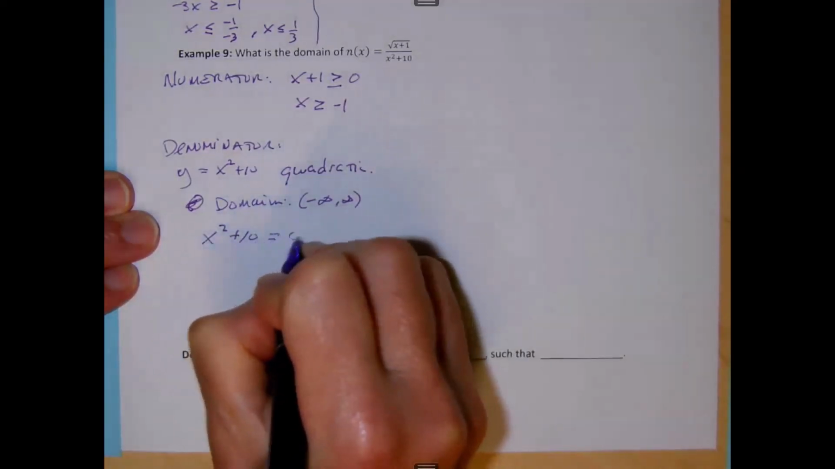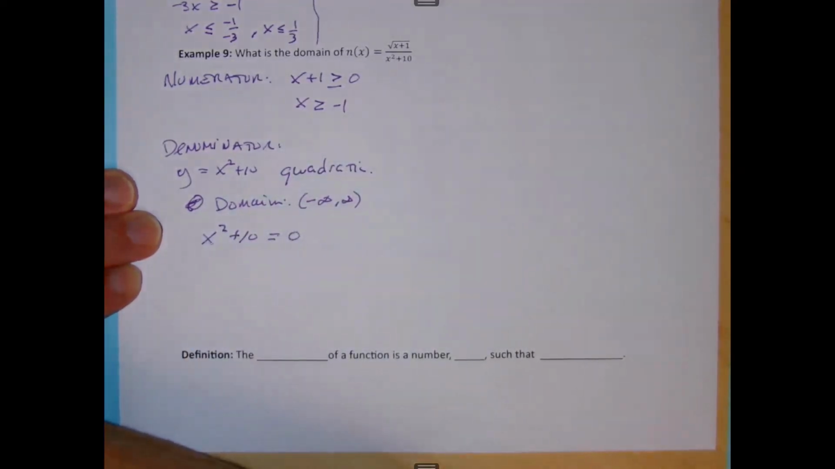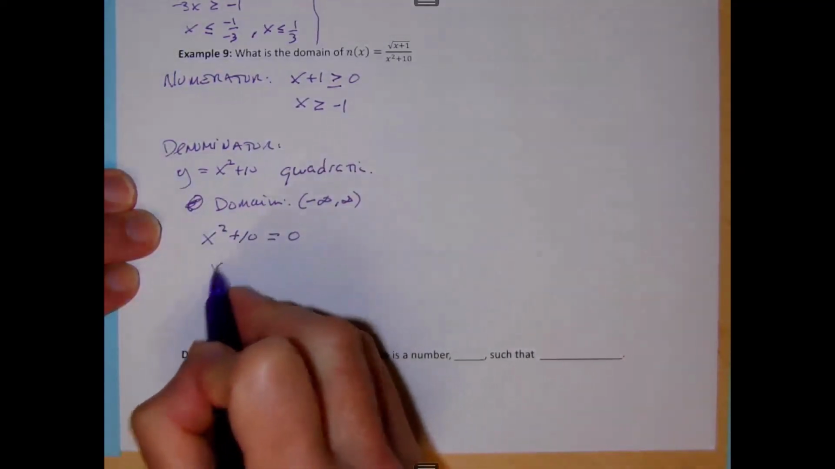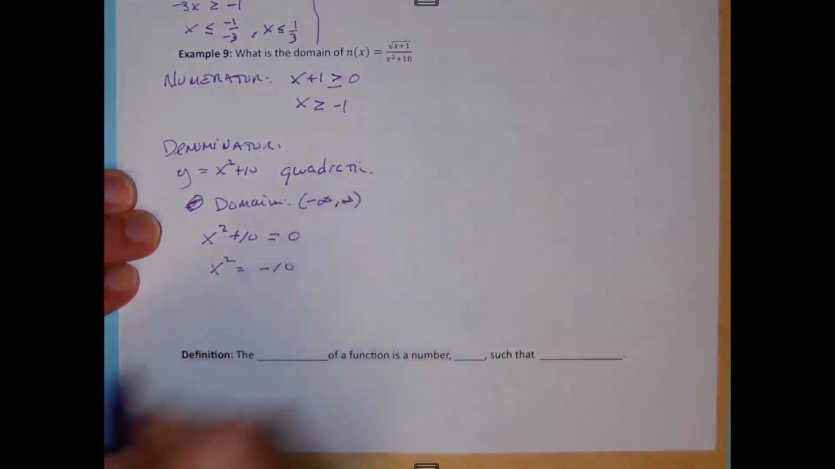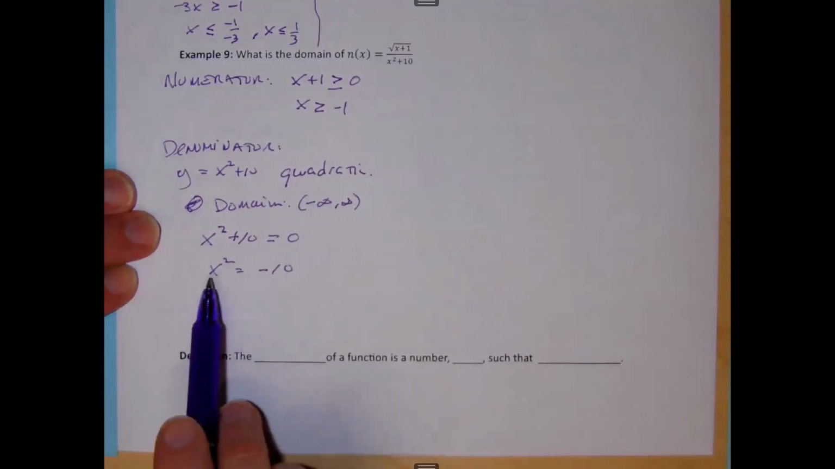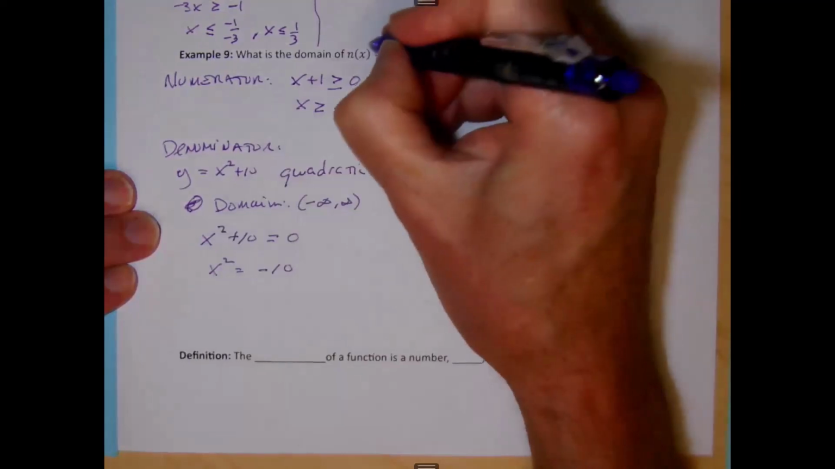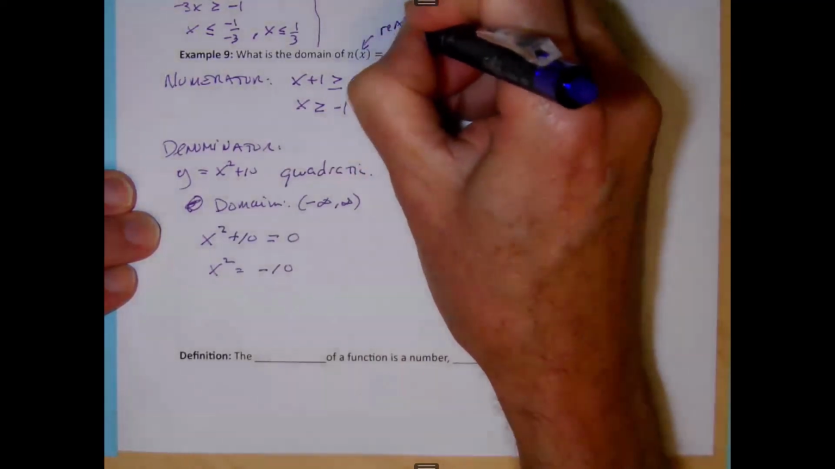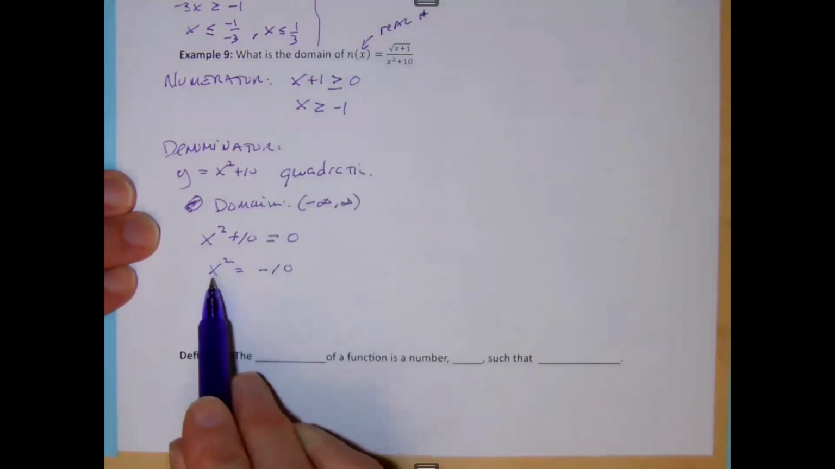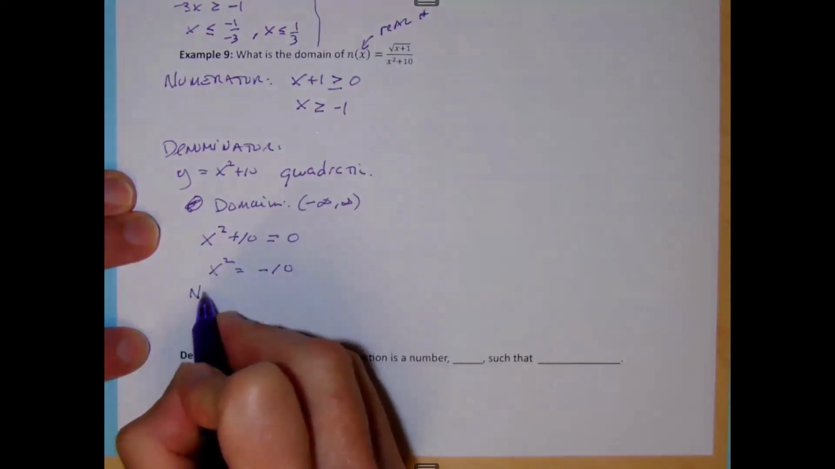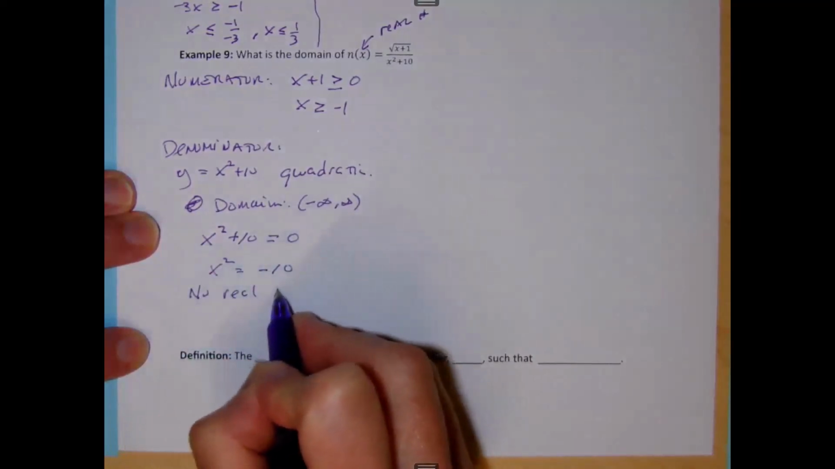So now the question becomes, what causes the denominator to be equal to 0? Well, if I subtract 10 from both sides, I get this. But now I started seeing a problem. What number multiplied by itself gives me a negative number? Remember, the input here has to be a real number. So what real number, when multiplied by itself, gives you a negative number? The answer is no real number does this.